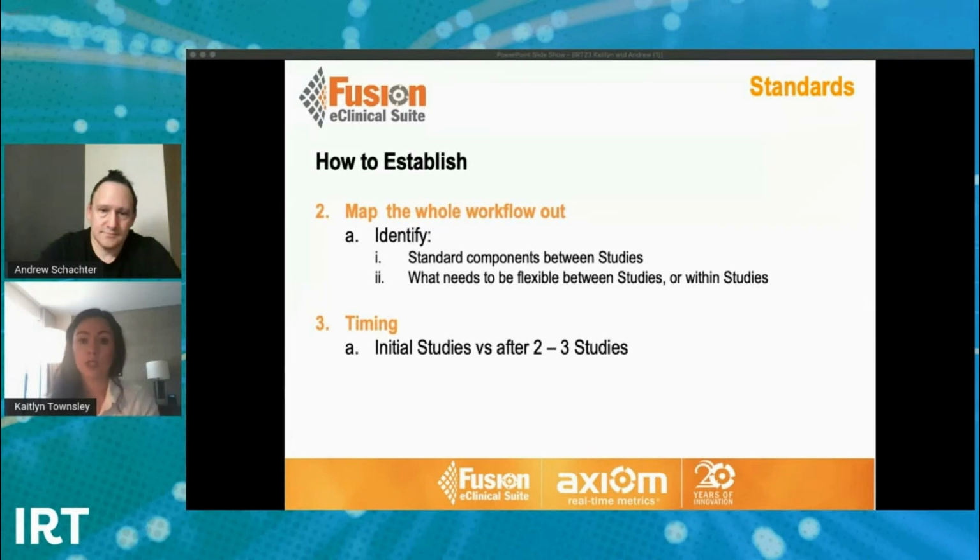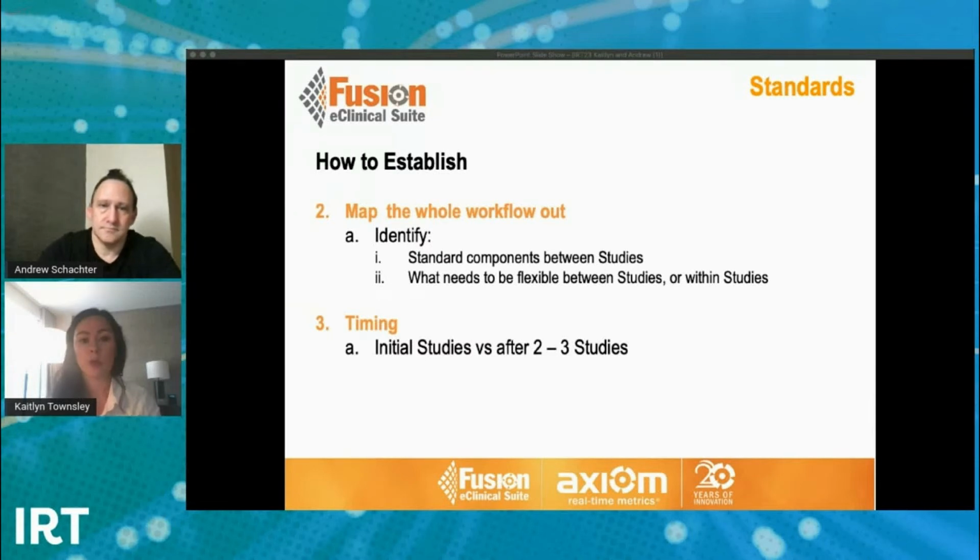In addition to looking at the two components separately, we also want to map it out as a whole. We want to look at the entire workflow, see what aspects we're able to standardize between studies, which parts we need to allow some flexibility for individual studies, or even within a study if there needs to be additional flexibility.